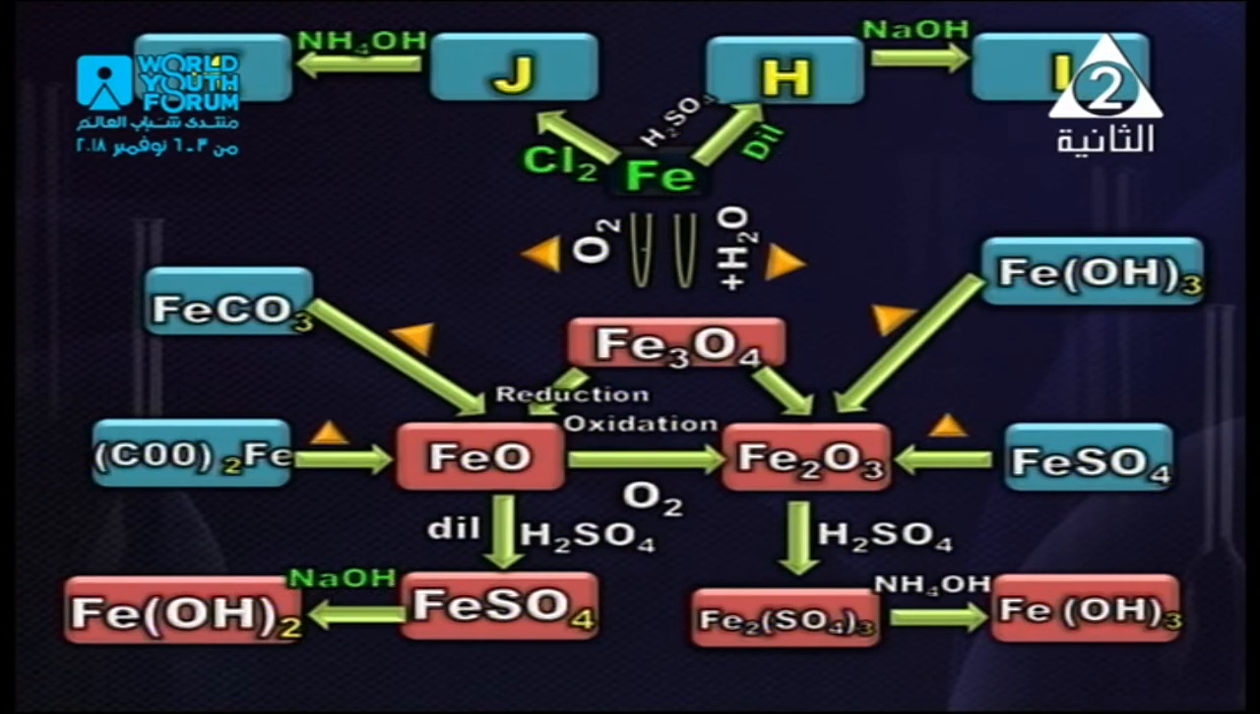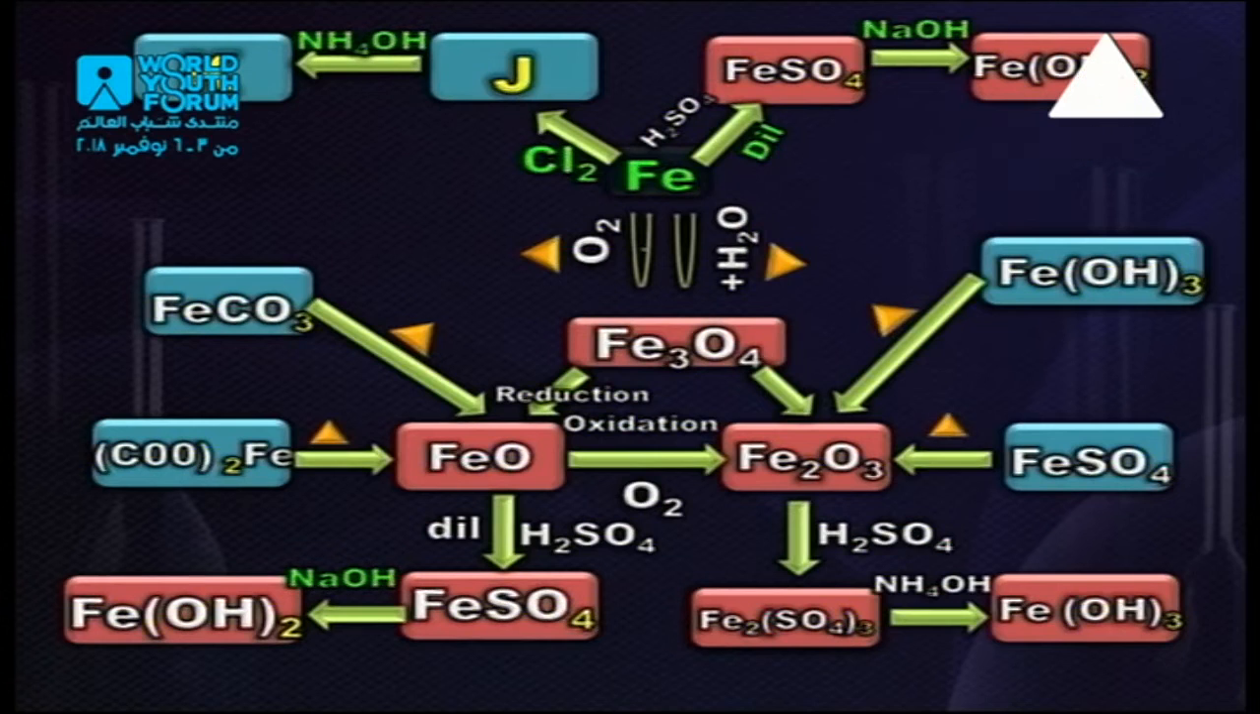And here, my dear student, if you look at the next compound that we're going to know its chemical formula, we talk about the H symbol at the top of the screen. Iron with dilute sulfuric acid gives iron 2 sulfate that reacts with sodium hydroxide, giving iron 2 hydroxide.